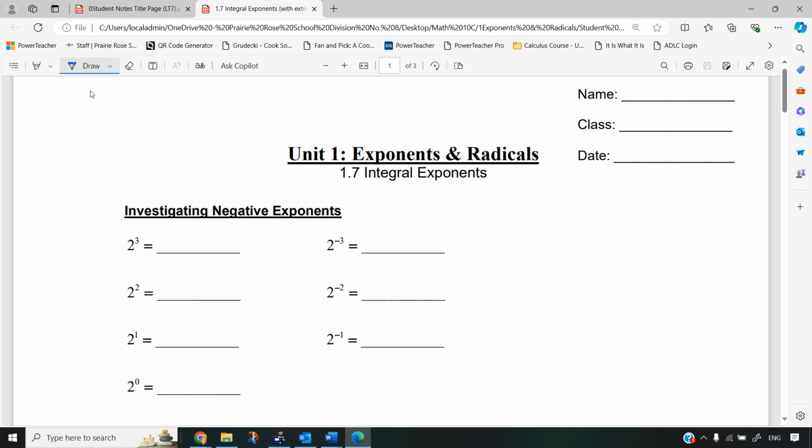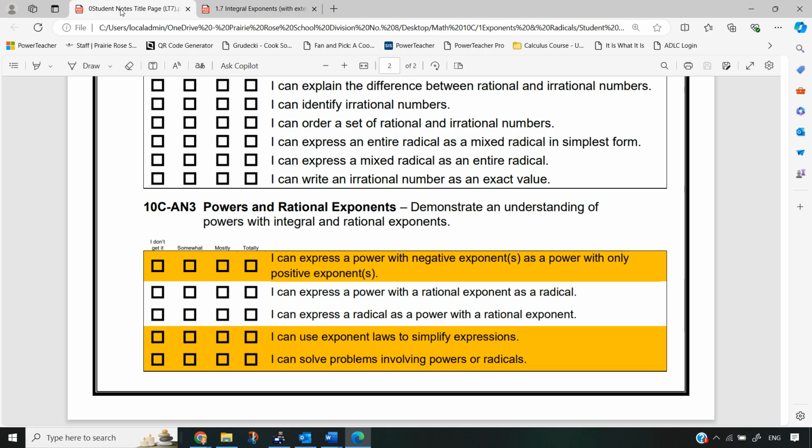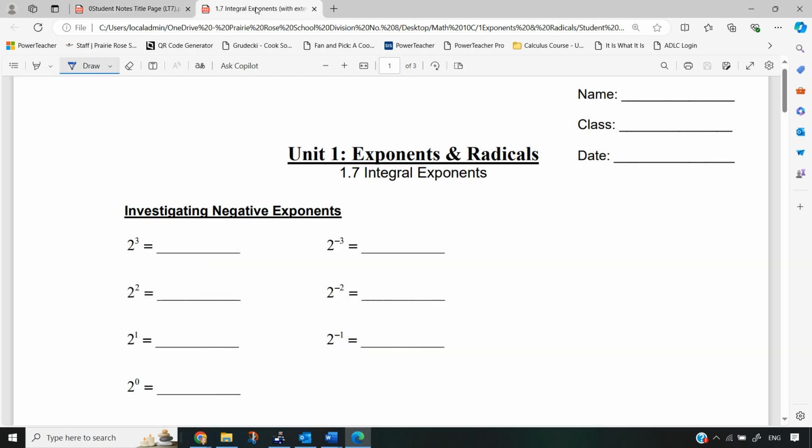Today we're going to be taking a look at topic 1.7, which is on integral exponents. Again, let's take a look at our learning targets. By the end of this lesson, you should be able to express a power with negative exponents as a power with only positive exponents. You're also going to be able to use exponent laws to simplify expressions and solve problems involving powers or radicals. So when we're talking about integral exponents, we're talking about both positive and negative exponents.